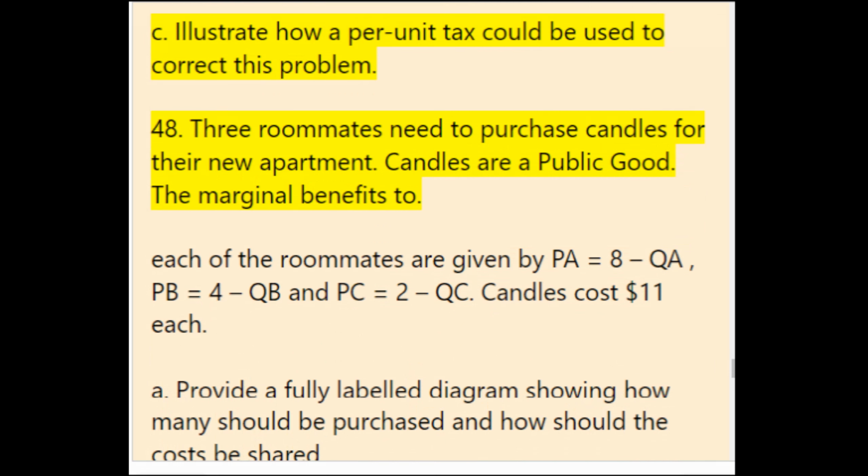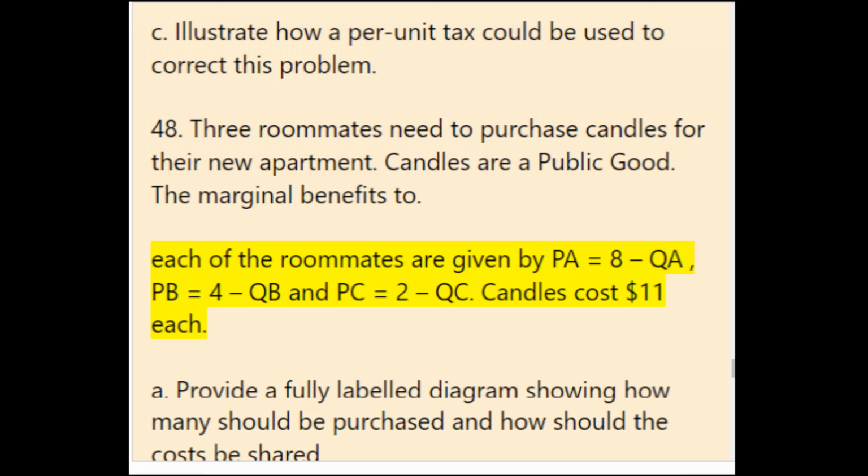48. Three roommates need to purchase candles for their new apartment. Candles are a public good. The marginal benefits to each of the roommates are given by PA equals 8 minus QA, PB equals 4 minus QB, and PC equals 2 minus QC. Candles cost $11 each.